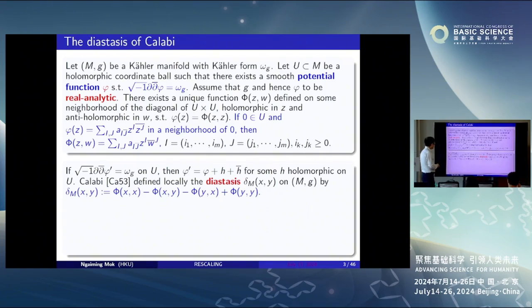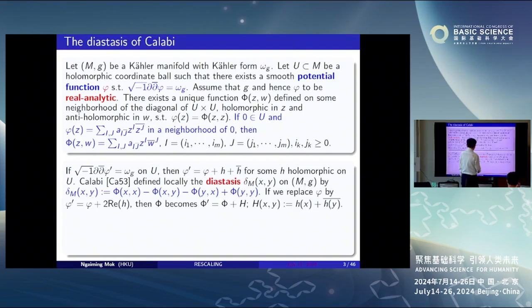Now, in 1953, Calabi defined the notion of a diastasis. This is a big invention. It sort of normalizes the potential function. Here is what it is. You take this capital phi, and then you define, for a pair of nearby points x and y, the diastasis delta to be this expression.